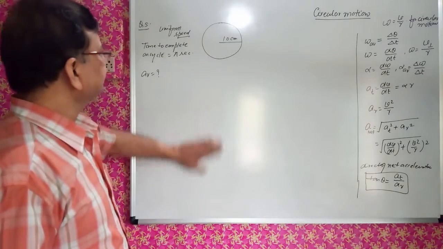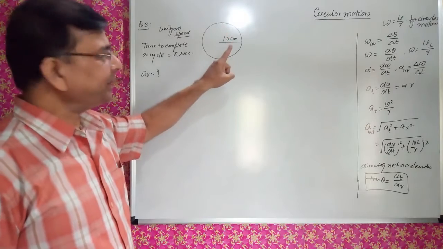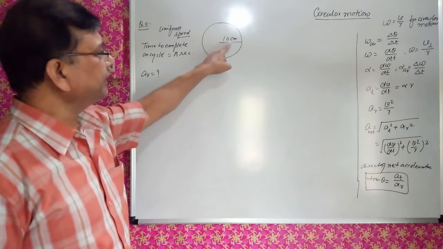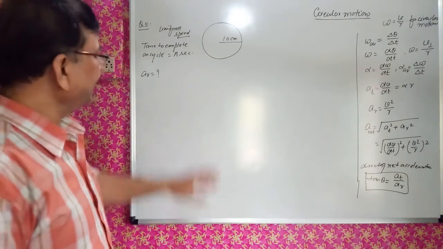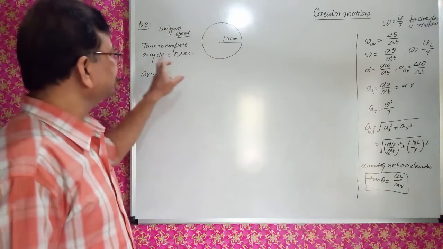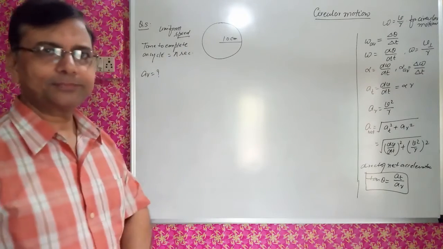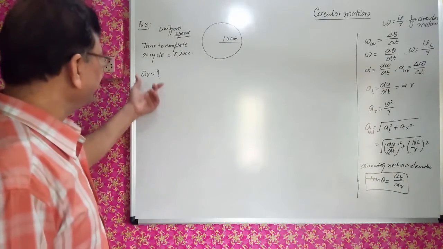Next question. An object is revolving with uniform speed in a circular path of radius 10 centimeter and the time taken to complete one revolution, that is one cycle, is pi seconds. Then what is AR? So here what we have to do, what is AR?